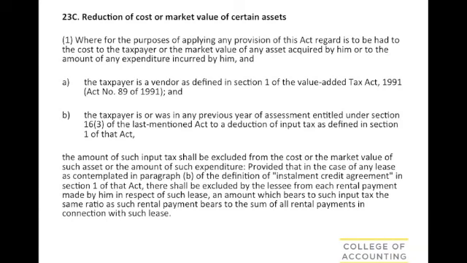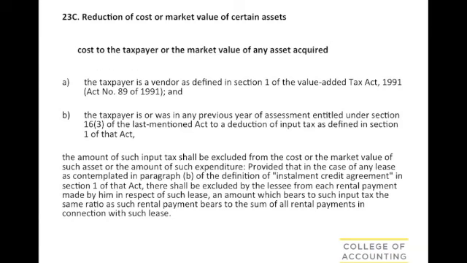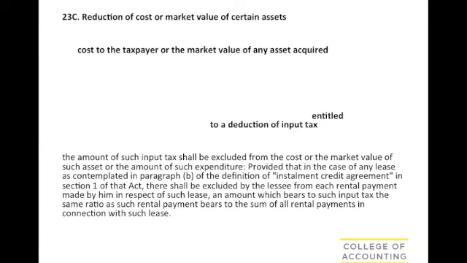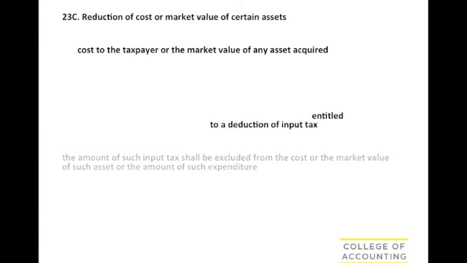Now, that is a fair mouthful and we haven't even got to the bottom of the provision, but these are the important items. First of all, it applies to any cost to the taxpayer or market value of any asset acquired. And the taxpayer is or was entitled to a deduction of input tax. If those two apply, then what must we do? The amount of such input tax shall be excluded from the cost or the market value of such asset or the amount of such expenditure. Excluded from the cost or the market value.